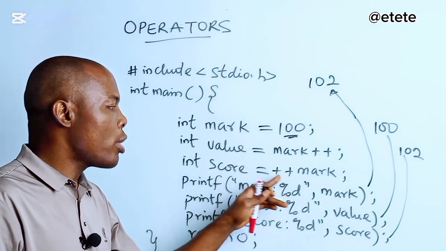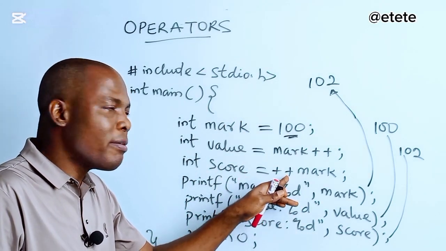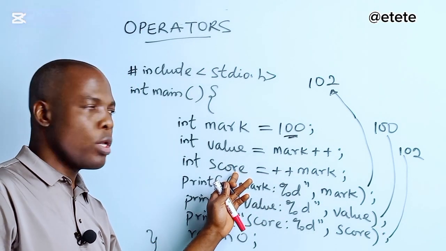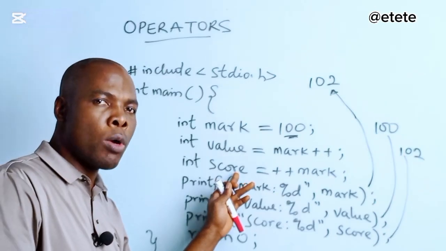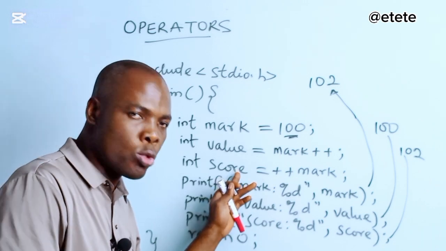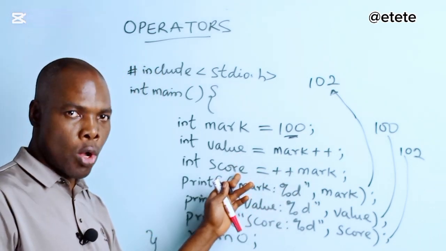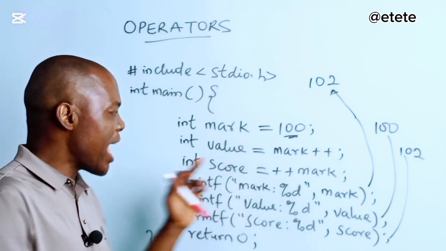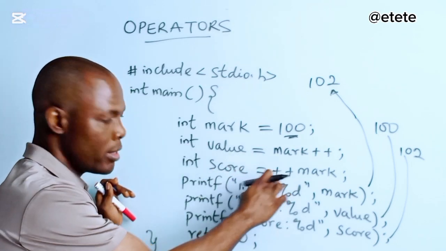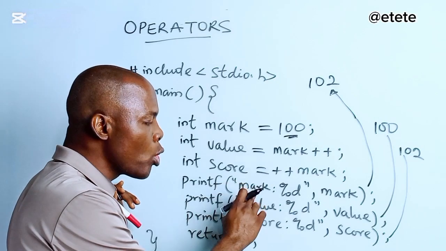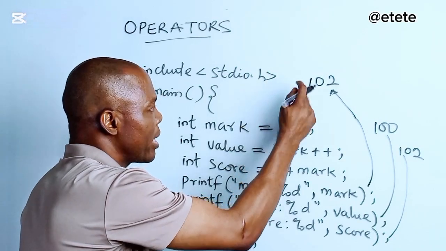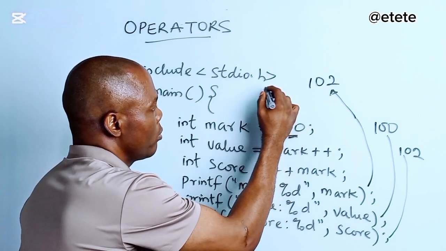But in this score, you are now saying increase mark again by 1 before assigning it to what? To score. So mark that is now 101 will now be increased again to 102 before you assign that value to score. You are now saying print out mark. This is coming after this action, and this action has taken place. So this function will print out this on the screen, which is what? Mark. Then it will print out mark.